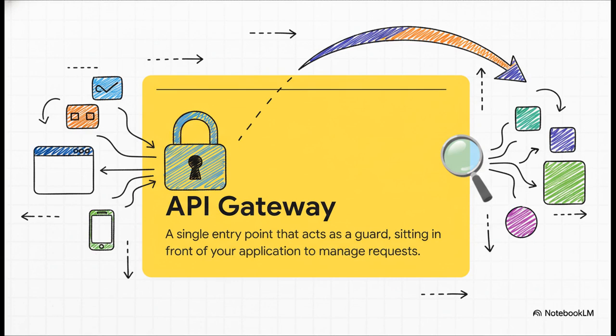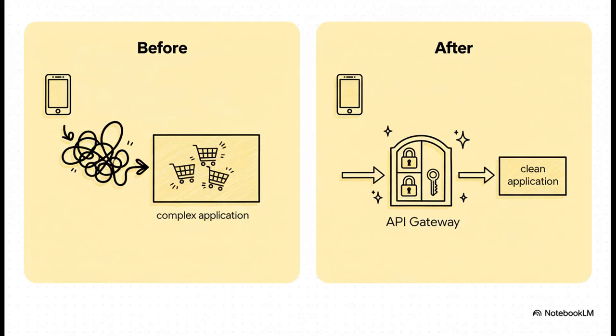Just think of it like a really smart, highly trained guard standing at the front door of your entire application. Every single request from every single user has to go through it first. No exceptions. Now just look at this transformation. Before, clients were talking directly to our kind of messy application. But now, they talk to the API gateway. The gateway handles all that gnarly stuff, the security, the authentication, and it only forwards clean, validated requests to our app. Our application can finally just focus on what it's supposed to do, the core business logic.